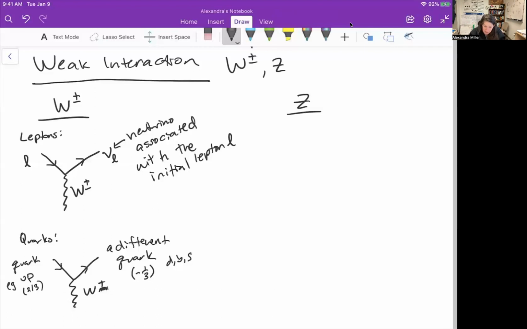The Z is a lot easier, actually, because it looks much more like our electromagnetic or gluon vertices. So we have a Z, which is neutral. And we start with any fermion. And then we have the same fermion. So again, this does not change flavor.